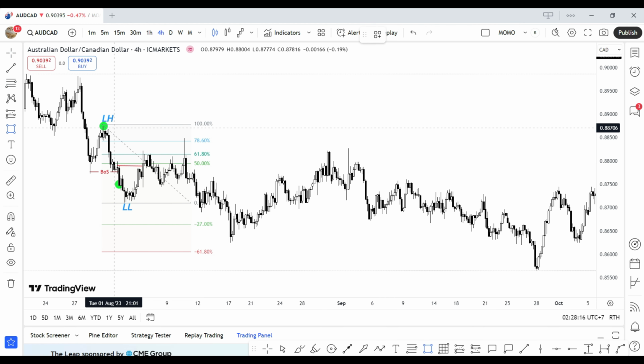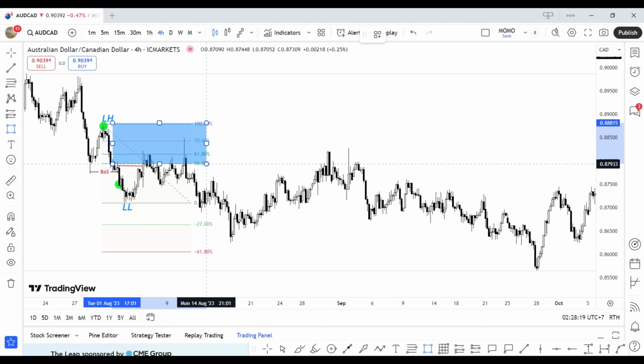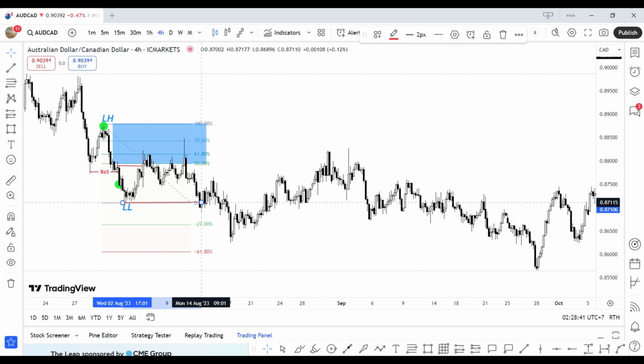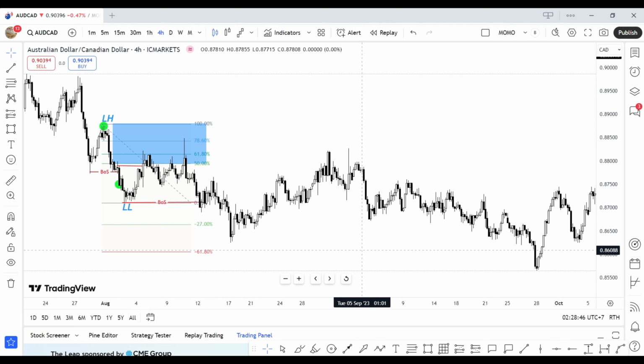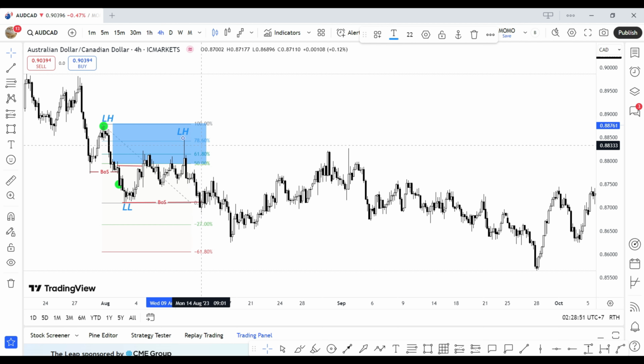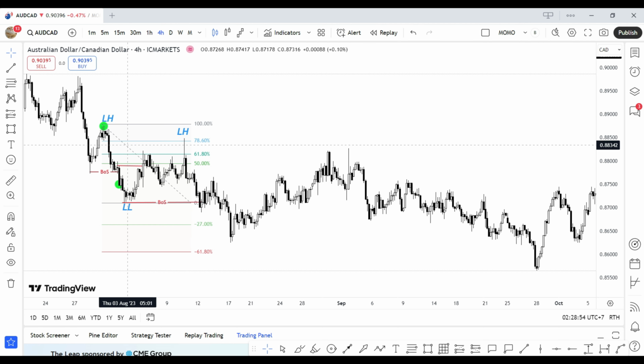Mark our trading zone between 50% and 100% of Fibonacci, and the market retraced to our trading zone and again pushed down, breaking the last lower low. Breaking the last lower low with a candle body means we have a new break of structure. New break of structure means we have a new lower high.